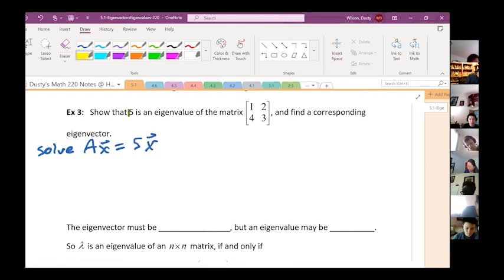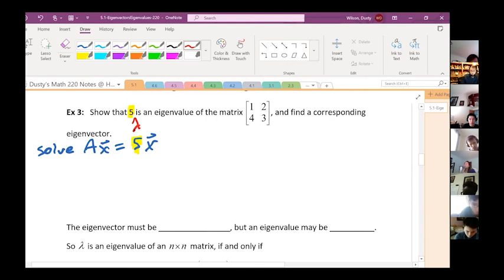And so here's that 5, which is our lambda. And what we're trying to figure out is, are there non-trivial solutions to this equation? So are there x's other than 0 that would make this true?